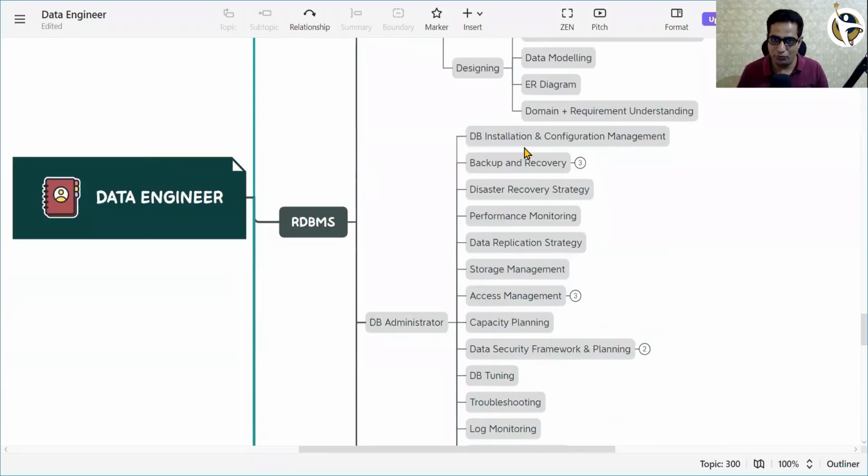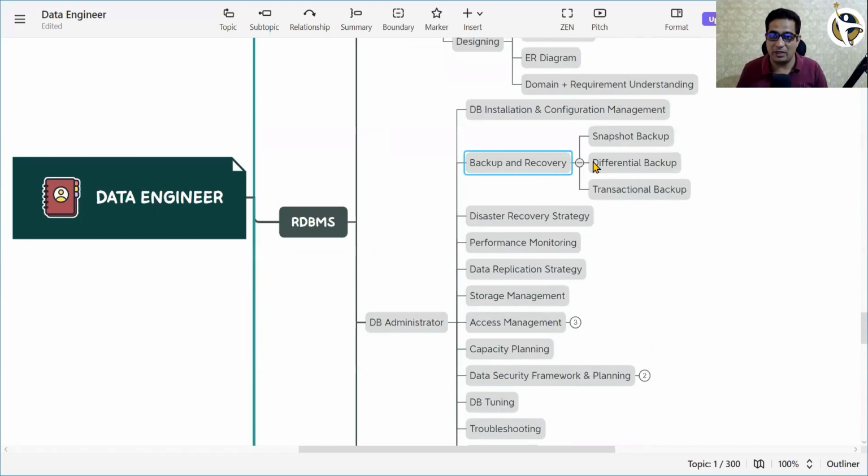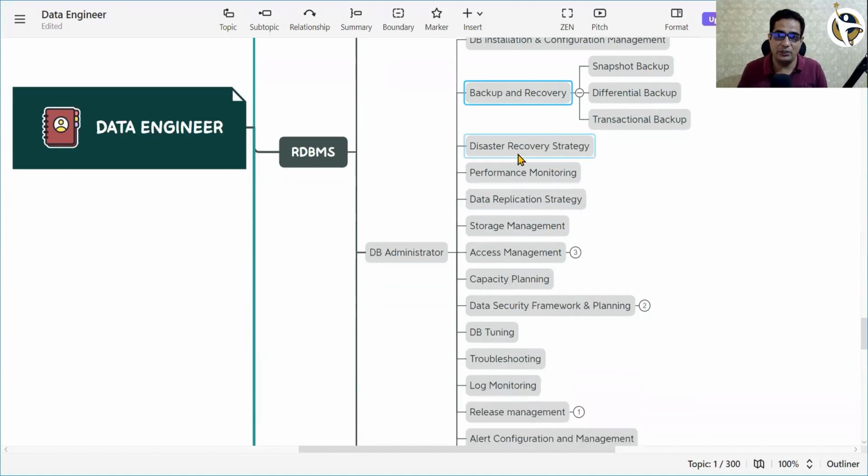So you need to know how to install them, how to configure them, various configuration properties and their specific use during optimization and doing the activity on that RDBMS product. Then you need to know backup and recovery as part of RDBMS product. So there are snapshot backup, differential backup, transactional backup. These are various types of backup and how to recover data from this backup. That is very important. Then you need to design a disaster recovery strategy. So that's where if something goes wrong in your server, you will be in a position to recover the data, right? That's where disaster recovery is very important.